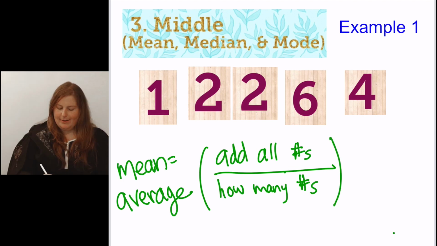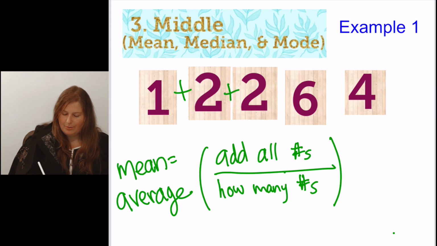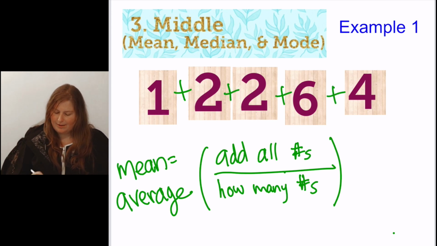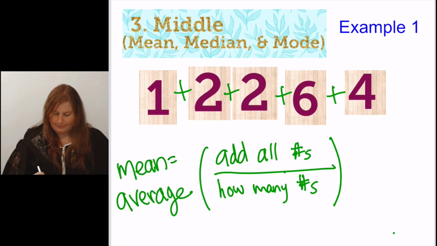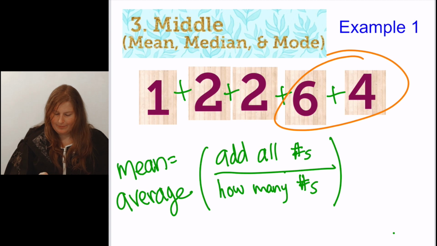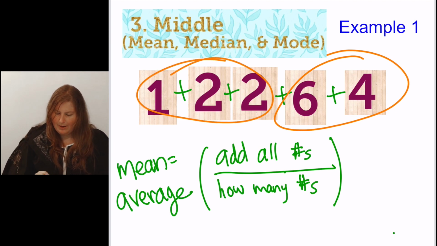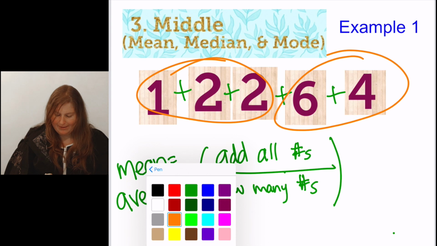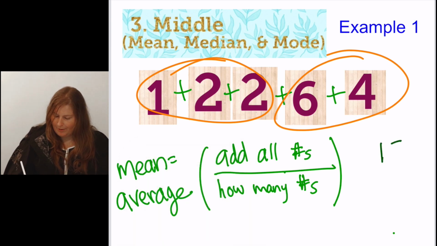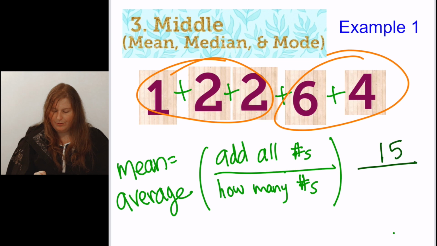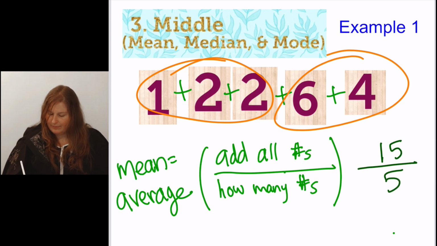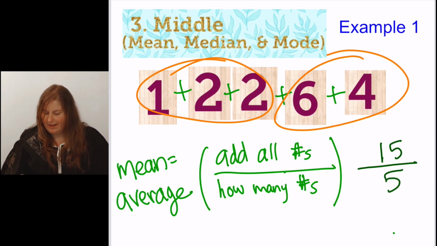So our first step here is to add all of these numbers. 1 plus 2 plus 2 plus 6 plus 4. I know that 6 plus 4 is 10. 1 plus 2 plus 2 is 5. So if I put those together, that means that my total of all the numbers is 15. I'm going to divide that number by how many numbers there are. If I count them, there are 1, 2, 3, 4, 5 numbers. So my mean or my average is 15 divided by 5, which is 3.